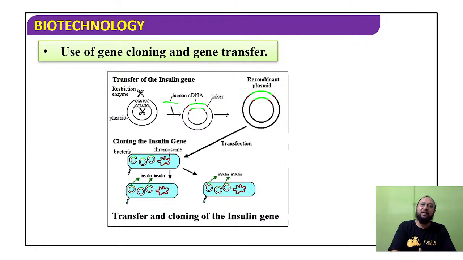With the help of restriction enzyme cutting the gene, then human cDNA is there and the linker DNA is there. So recombinant plasmid is formed after we take out the cloning. Why do we need the cloning? Because we need more copies.